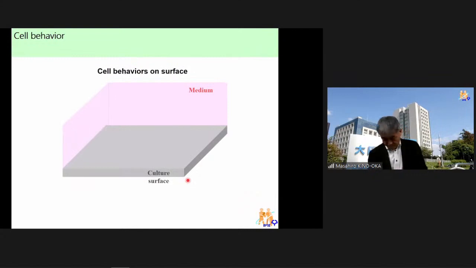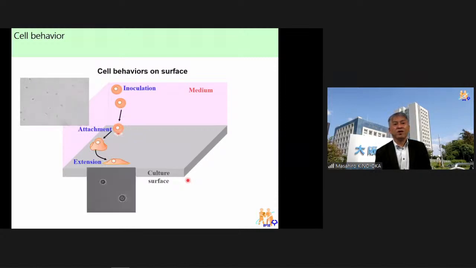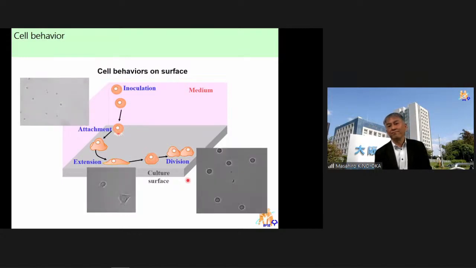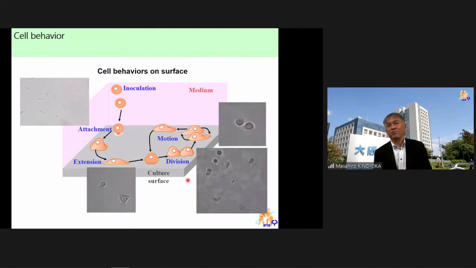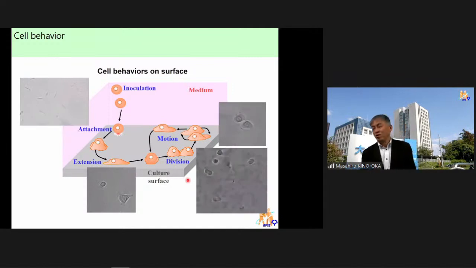How about the culture? After seeding, cells attach like this, elongate, and also start cell division. And sometimes they can make a motion like this, rounding each as a pair. Okay, they have some meaning. If the migration is more active, that means good cells. So motion is important to understand whether the cells are healthy.